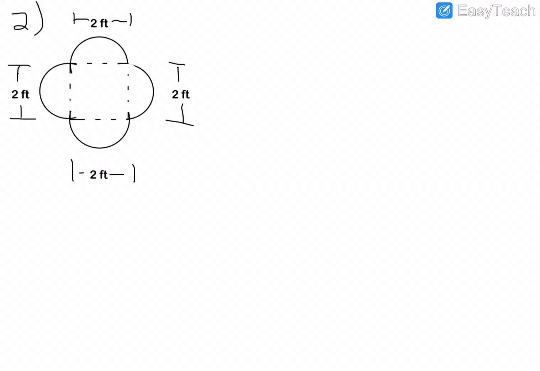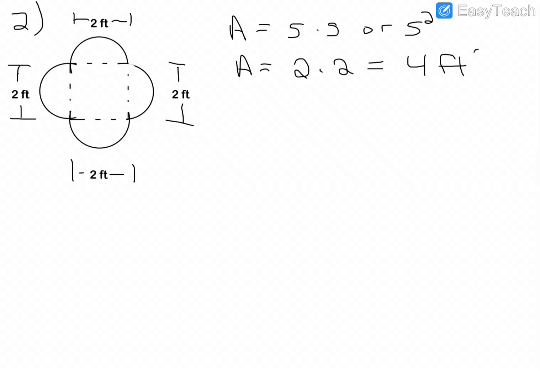Okay, so let's go ahead and we'll just do the square first. So the area of the square, we didn't go over that particular formula, but we know it's side times side, or side squared, and we know that our sides are 2. So area equals 2 times 2, which equals 4 feet squared. So this is for the square.